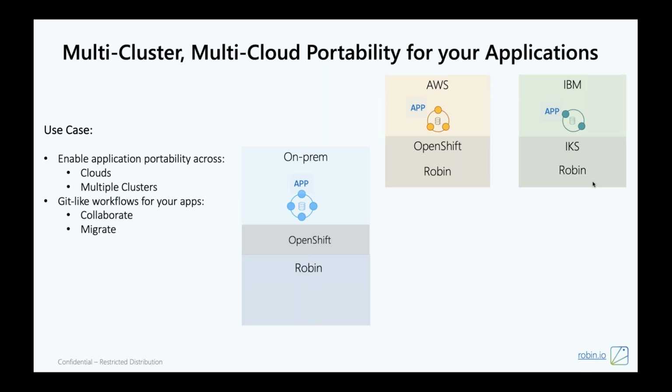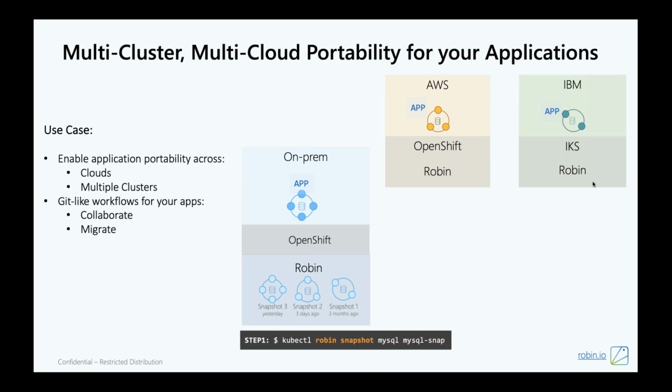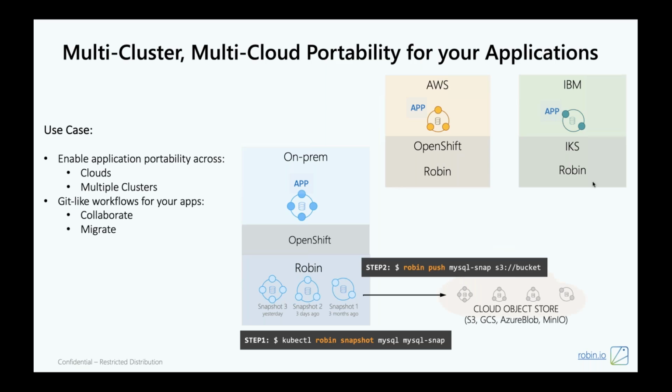Or there could be another use case where you have applications running in the cloud, but due to cost concerns, you want to bring it onto on-premises. So in both cases, you need a simple way to migrate apps across on-premises or clouds based on your needs. So here, Robin allows you to take a snapshot and move it to any S3 API compatible object store. So it can be GCS, Azure, or MinIO.